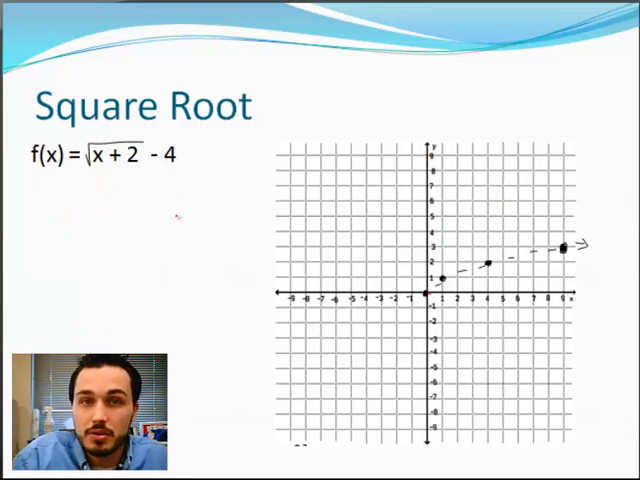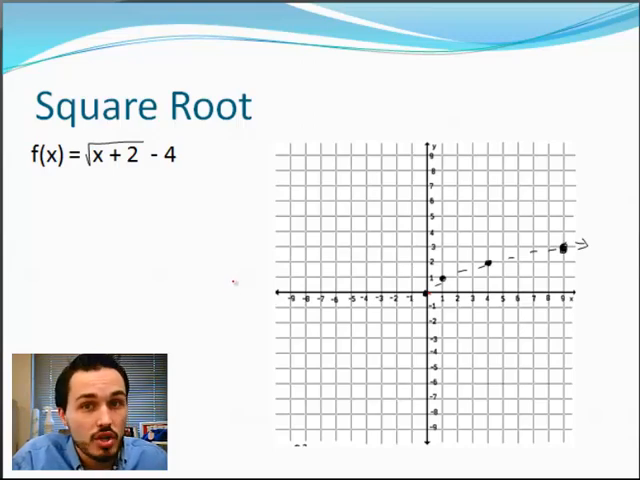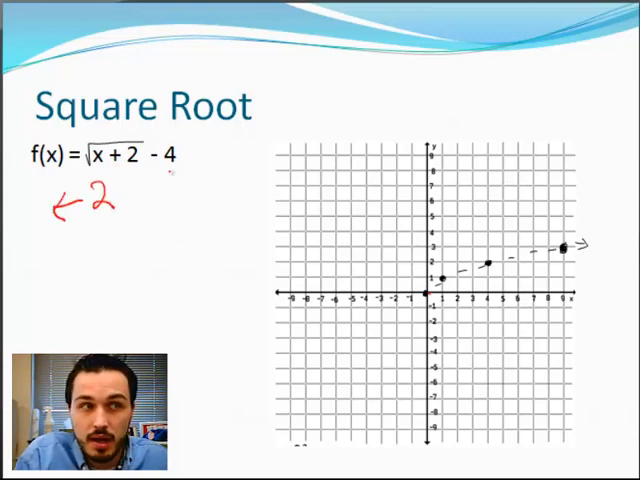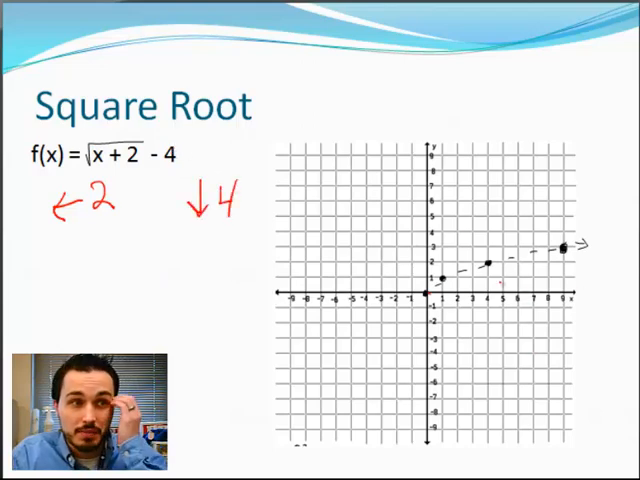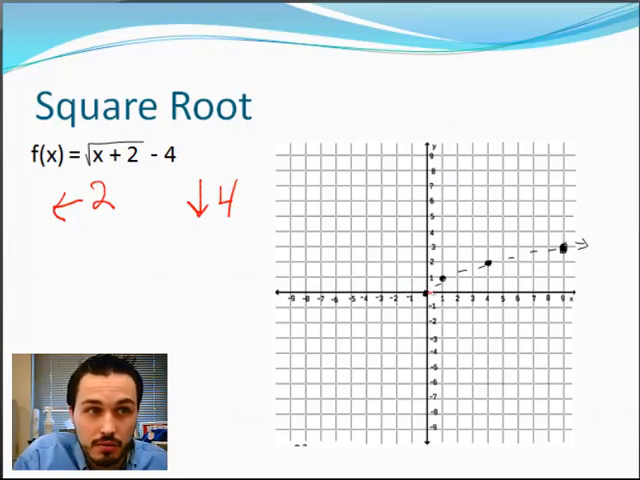Now here's a different example using a different parent function. The idea to notice here is that it doesn't matter which parent function I'm using. All of them behave the same way. Inside with the x is shifting left and right. Outside shifts up and down. So here when I have x plus 2, that means we're going to shift left 2 spaces, and the minus 4 outside means we're going to shift down 4 spaces. So take these points, go left 2, down 1, 2, 3, 4.